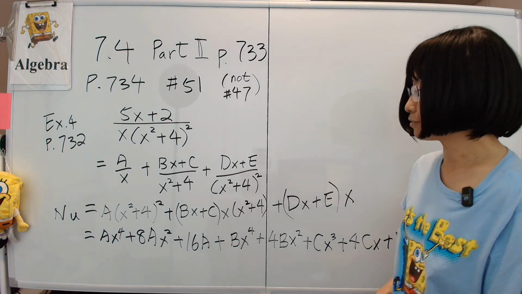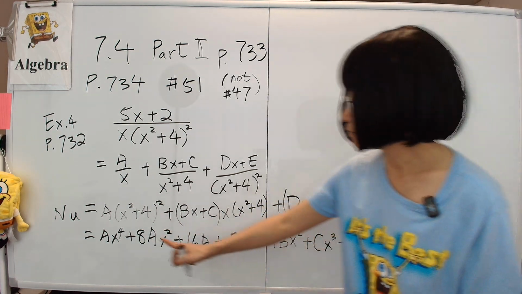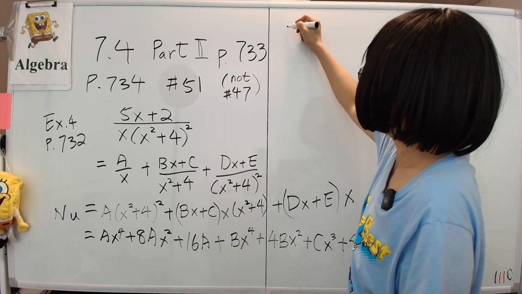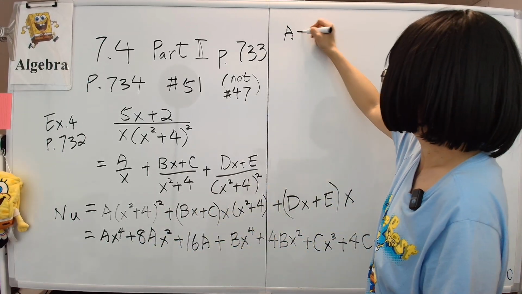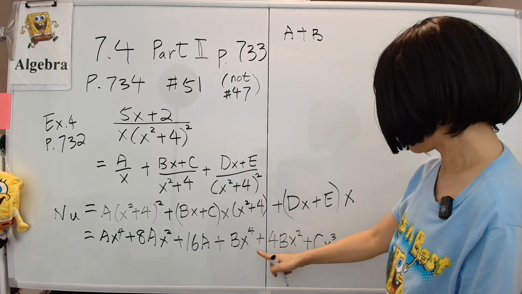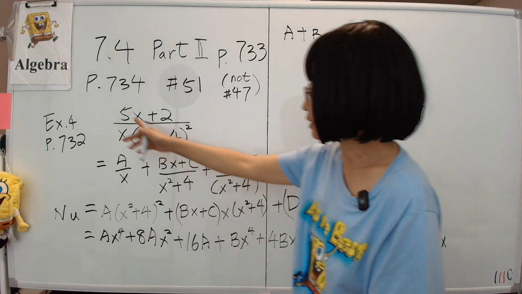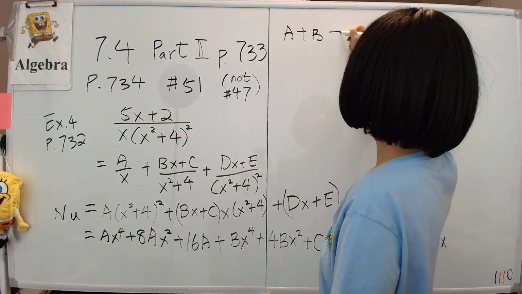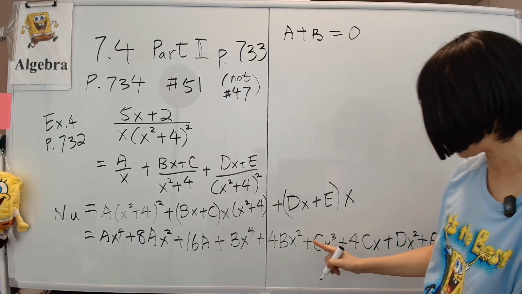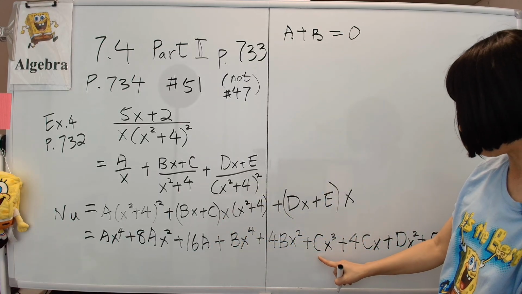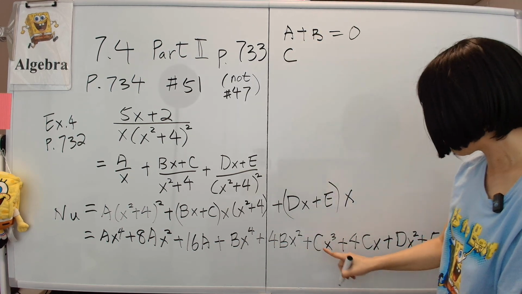Now we are going to figure out the coefficient of x to the power fourth. There we have a plus b, and there's nothing else to the fourth power, so a plus b has to be equal to 0. That's the first one. Next, x to the power 3. Any x to the power 3 here? Right here, we have cx cubed. So c, any other x to the power 3?